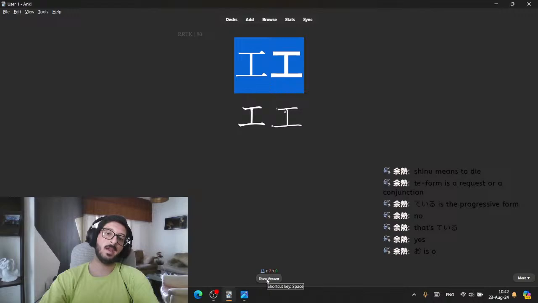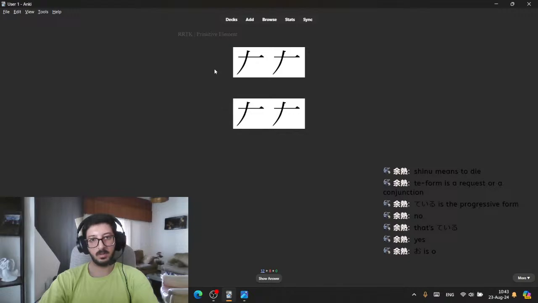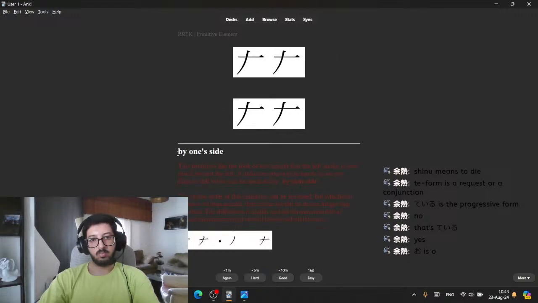That's the E in the katakana. Craft, construction. Consider craft to be one of the harder primitives to use in stories, so a person personified it as Bender, the crafty robot from Futurama. By one side.